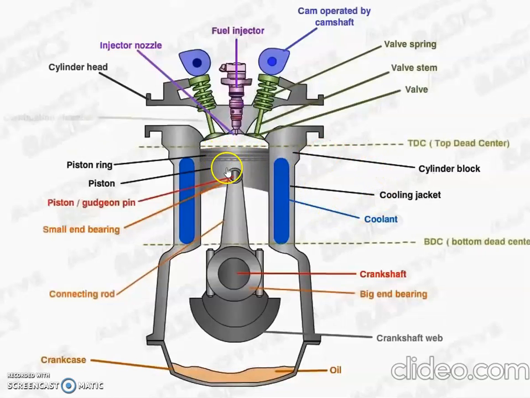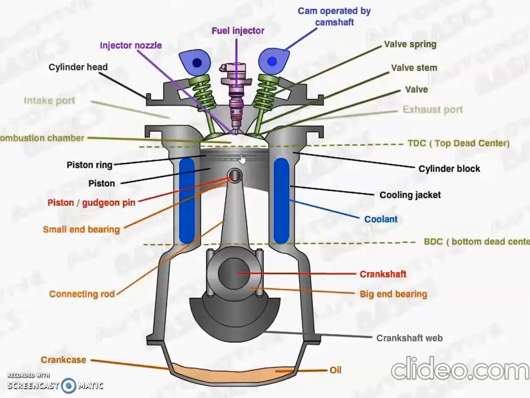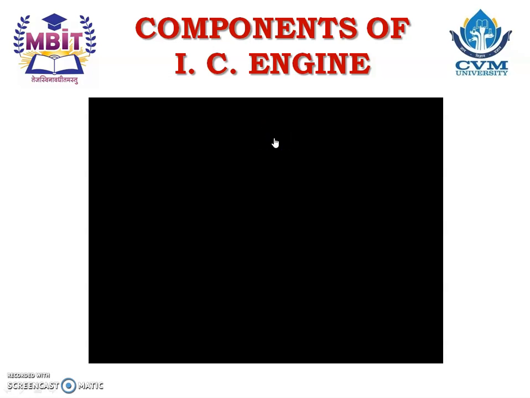When the piston is exactly at the extremely top position, it is known as the top dead center. And when it is at the bottom, it is known as the bottom dead center. So there are two valves, that is the inlet valve and the exhaust valve. So this was the construction or different parts of the IC engine. Now let us again study the components of IC engine one by one.